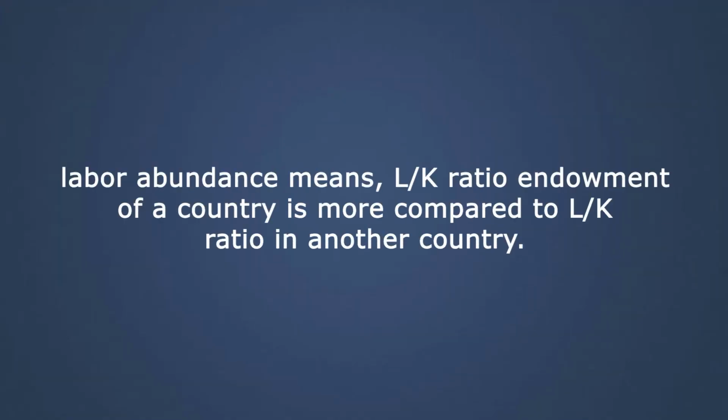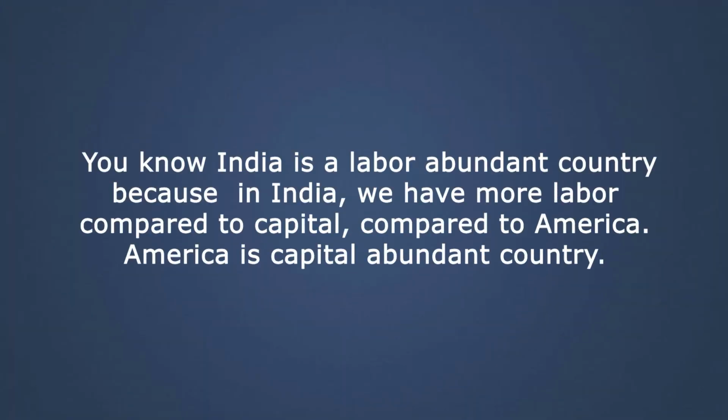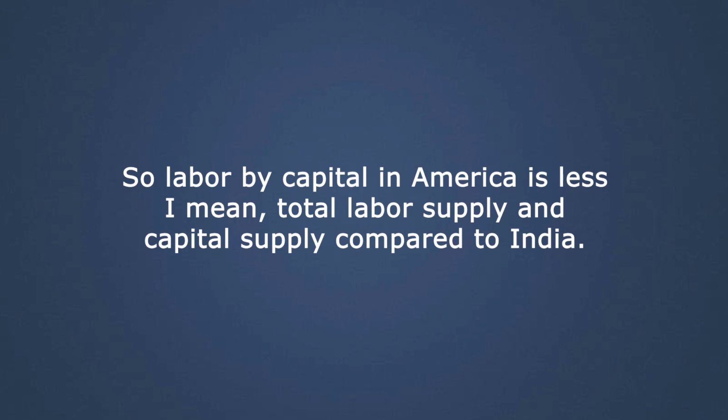So what is that? Again, you are bringing in another concept like abundance, labor abundance. Labor abundance means the L by K ratio endowment of a country is more compared to the L by K ratio in another country. Let me go more deeply into this analysis. India is a labor abundant country because in India we have more labor compared to capital. Compared to America, America is a capital abundant country. So labor by capital in America is less. Total labor supply and capital supply compared to India. So one comparison is between two countries, total endowment of factor.